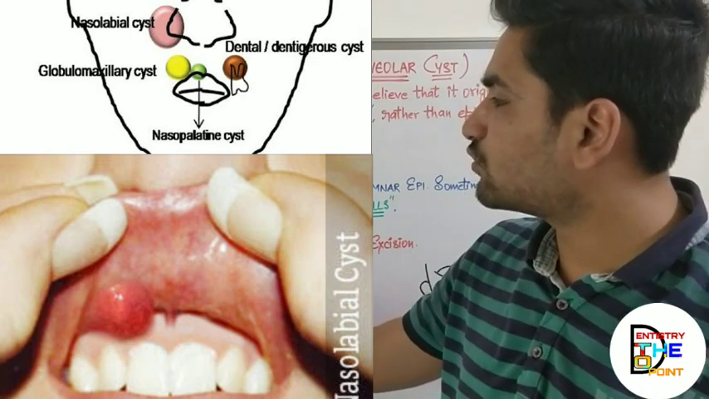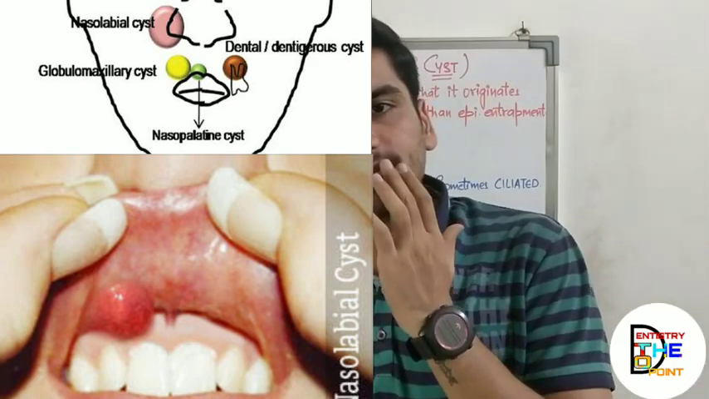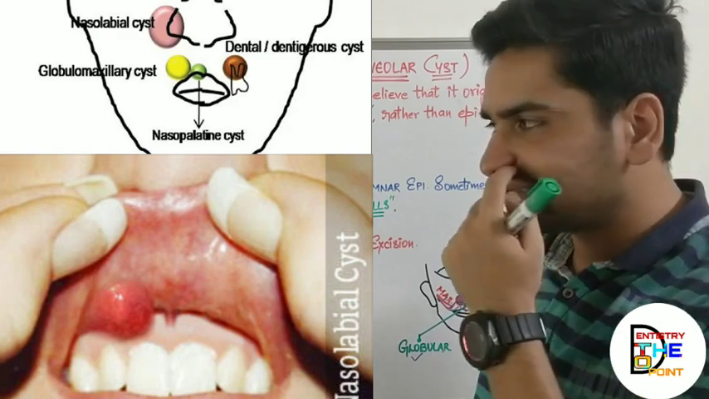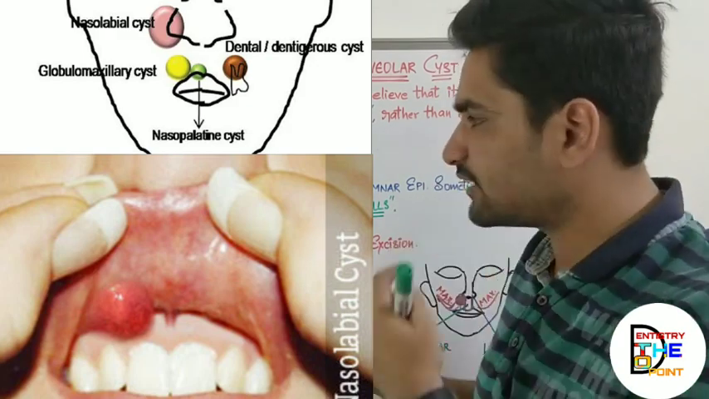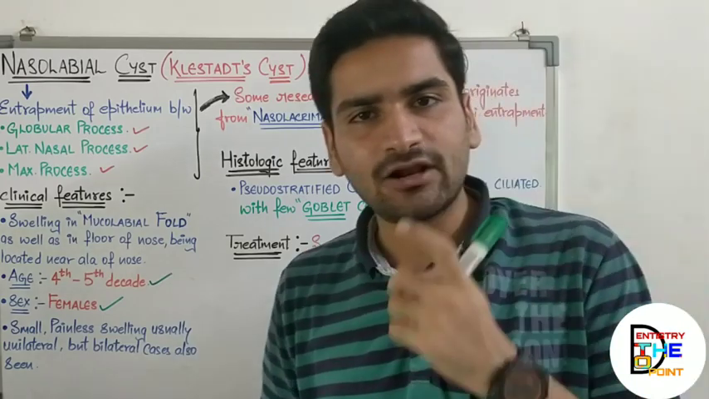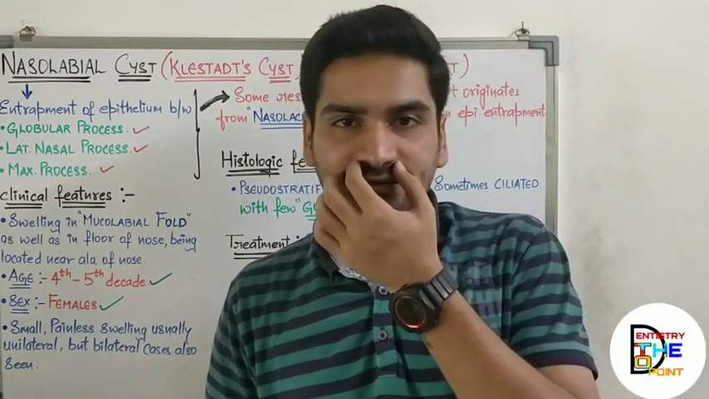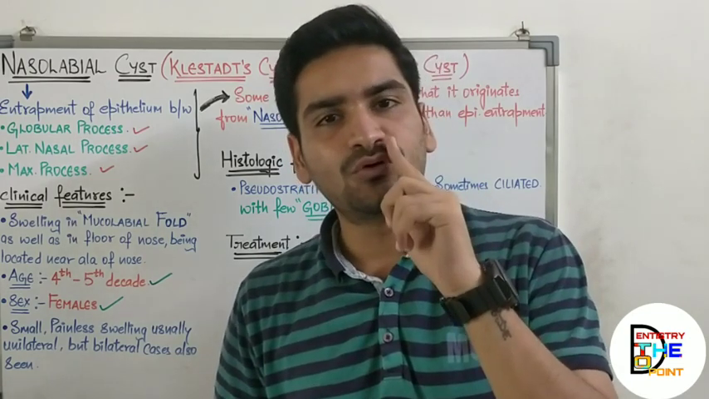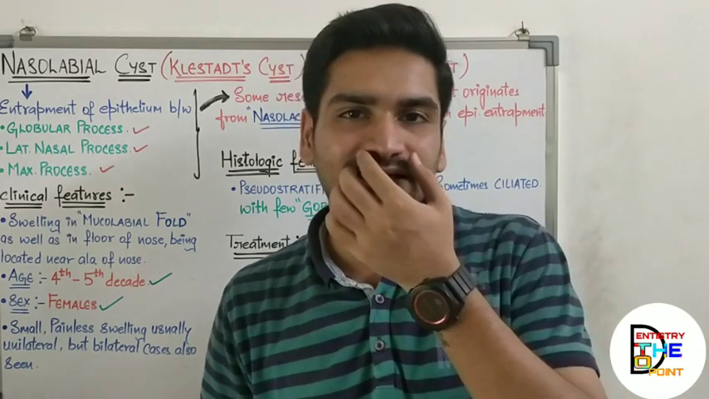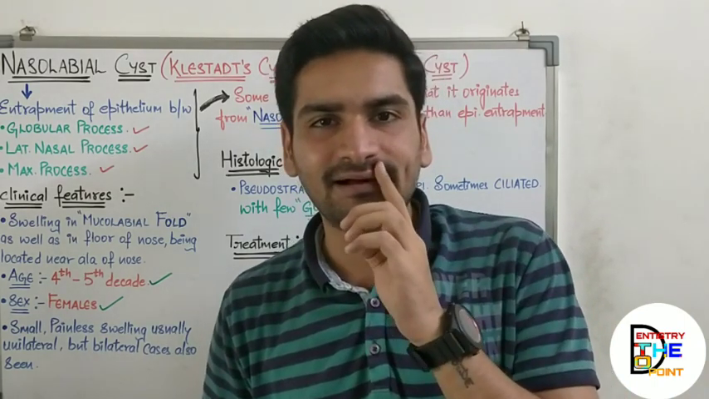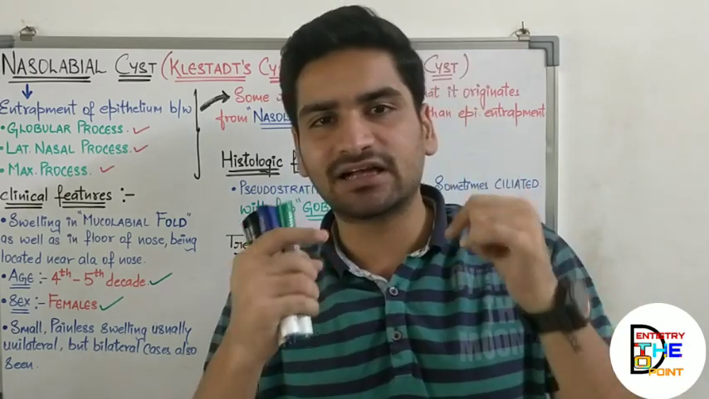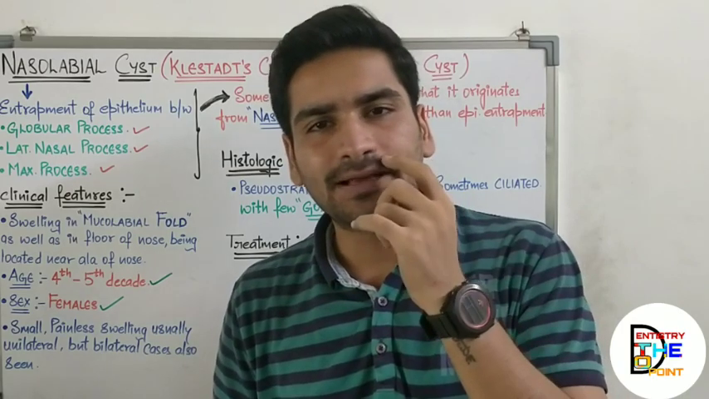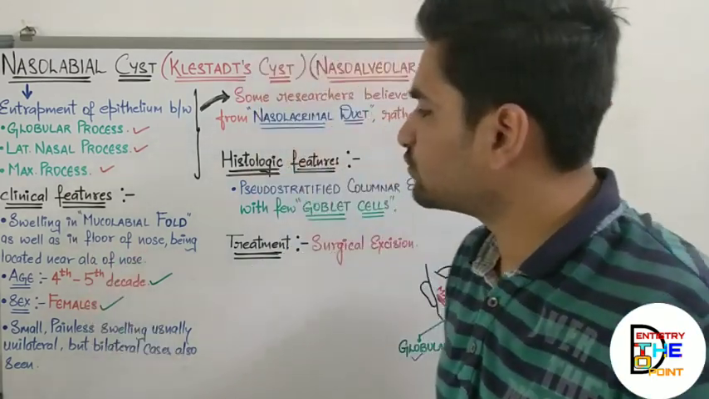See, swelling in mucolabial fold. This is your mucolabial fold beneath the upper lip in the anterior maxillary vestibule, as well as you can also consider this in the floor of the nose, because nose is just present above it, being located near ala of the nose. You just need to simply remember that the cyst is present beneath the ala of the nose or floor of the nose in the mucolabial fold, or you can also consider as anterior maxillary vestibule just beneath the upper lip. Where will it be present? At the junction of all the three processes, that is lateral nasal process, globular process and the maxillary process. At the junction of these three, the cyst is going to be present.